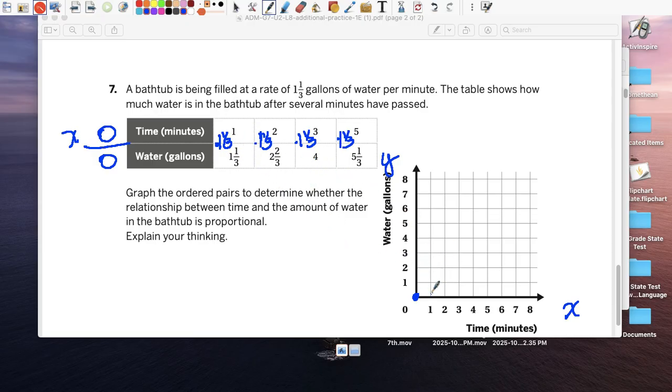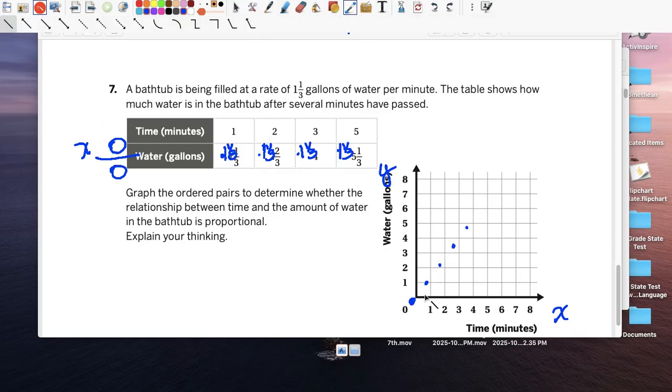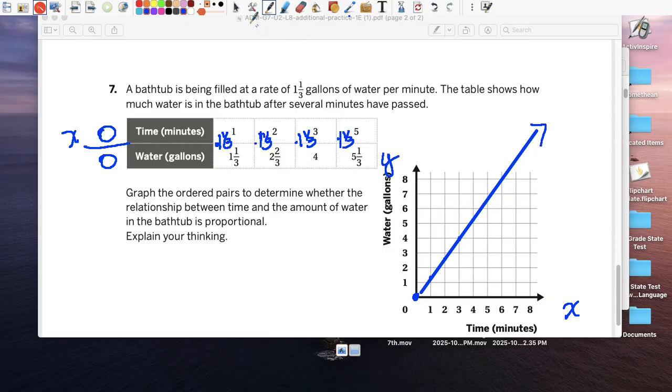1 minute passed, you get 1 and 1/3, which is about here. 2 minutes is 2 and 2/3, which is about here. 3 minutes is 4, which is about here. And 4 minutes, 5 and 1/3, which is about here. Now, this one I'm going to connect the dots because I'll show you in a second. If I connect these, notice that they form a straight line. It goes through the origin. So let me go to the points that I had before. You had this point, this point, this point, and this point.